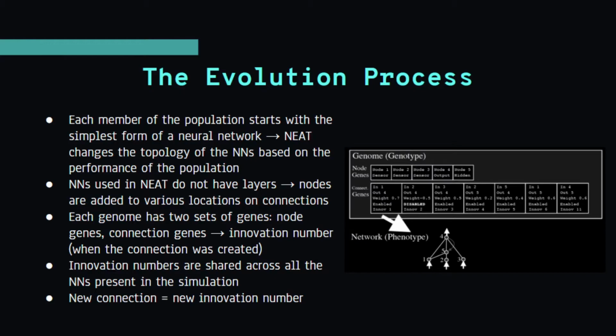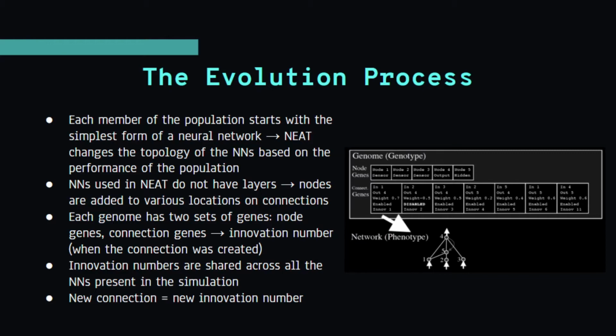So as you can see on the right here, you can see a picture of a genome. And it's going to have two different sets: node genes and connection genes. Node genes are displayed on the top, the connection genes are displayed on the bottom. And each of these is very important in creating what a neural network looks like for NEAT. As you can see, there's a diagram. This is just a table format, and then there's a diagram of what this table would look like in the structure of a neural network.